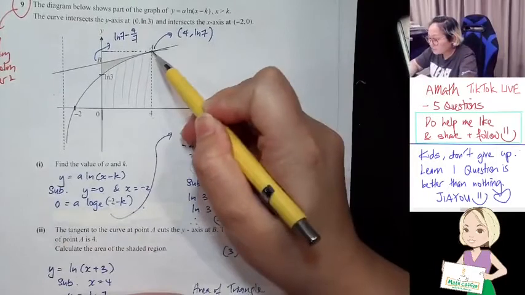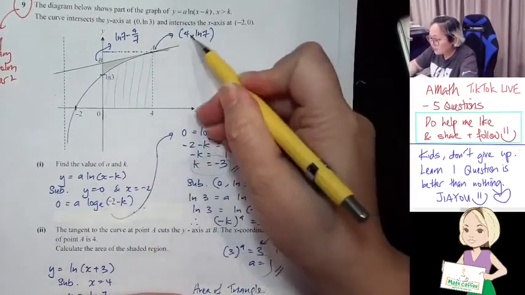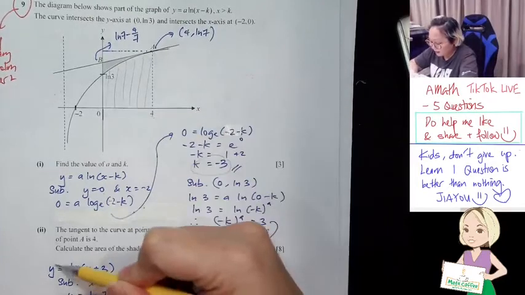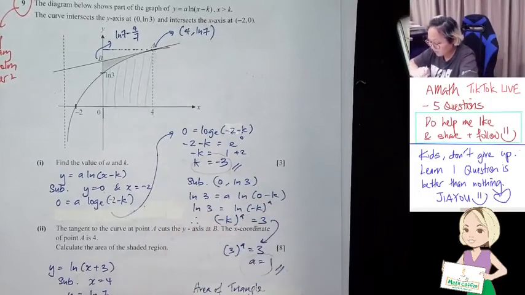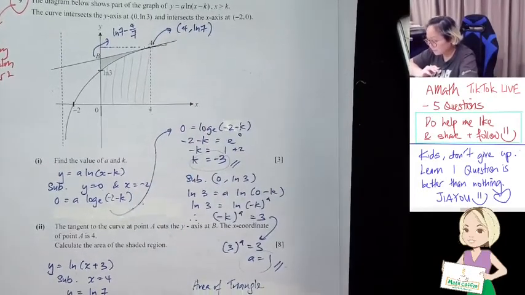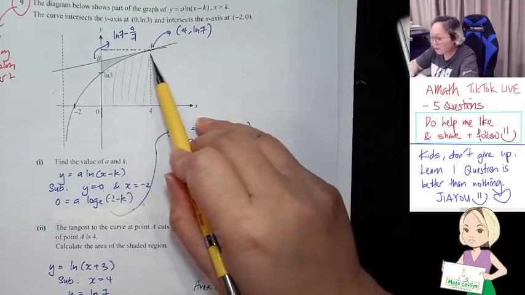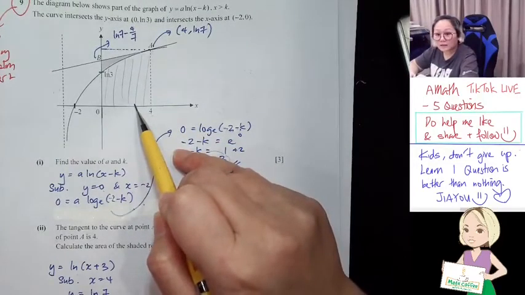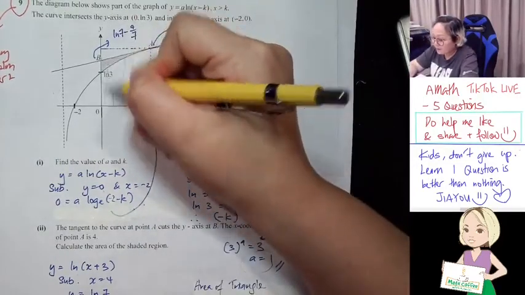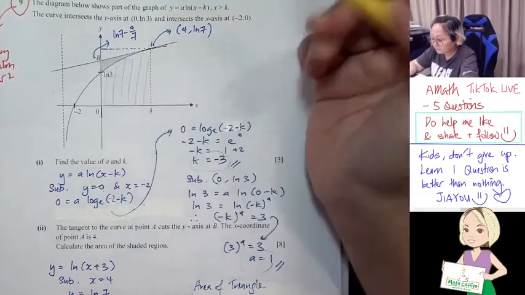I haven't found this coordinate. So I'm going to find this coordinate. So I'm going to sub x equals to 4 into my y equals to ln (x plus 3). Sub x equals to 4, solve for y. So I know my coordinate A is (4, ln 7). Okay? Why do I need to do that? Because even if I want to take the trapezium minus the area under the curve, I don't have this b. I need to have the b, agree?